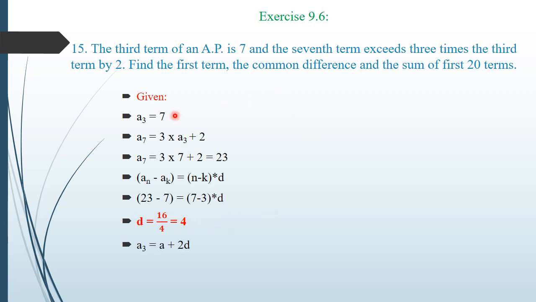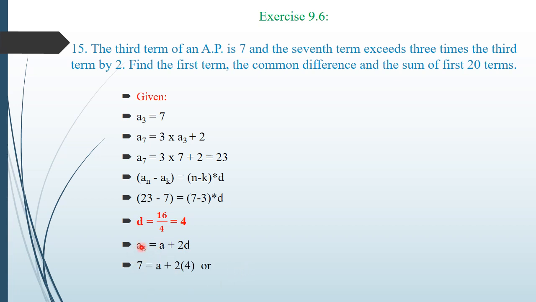Now, I know that the third term I can also represent as a plus 2d. That is nothing but a plus n minus 1 into d. In place of n, if I put 3, 3 minus 1 is 2. Therefore, a plus 2d will be again the third term itself. Therefore, using this information, I can proceed to calculate the first term, that is a here.